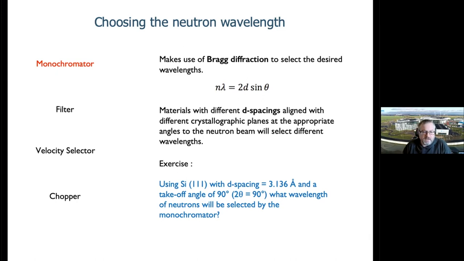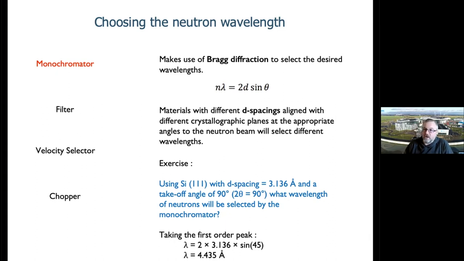So here's an example: if we take the 111 plane of silicon, that has a D spacing of 3.136 angstroms. And if we choose a takeoff angle of 90 degrees, so that's 2 theta is 90 degrees, then we will get from the first order peak a wavelength of 4.4 angstroms transmitted. Now, this is very good, but it's very specific. And the more perfect the crystal is, the narrower that wavelength range is going to be. So what we end up with is a very carefully defined wavelength, but we've thrown away an awful lot of neutrons.